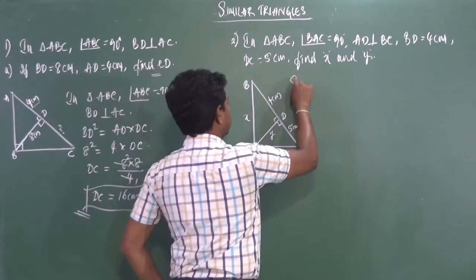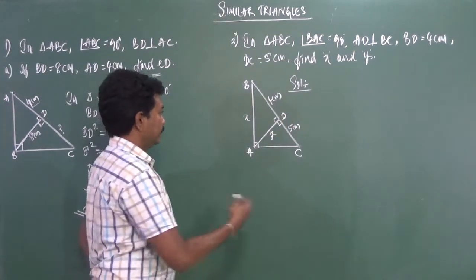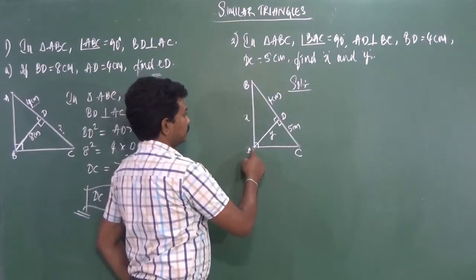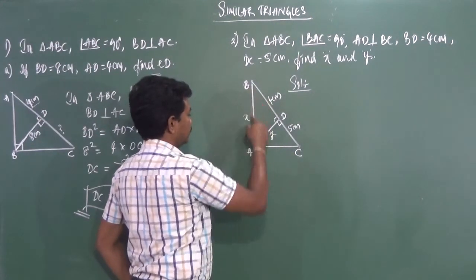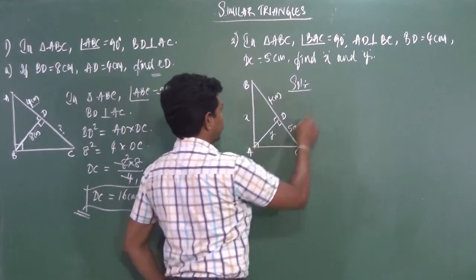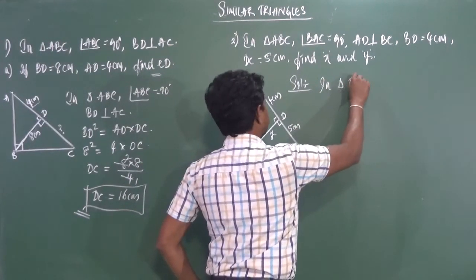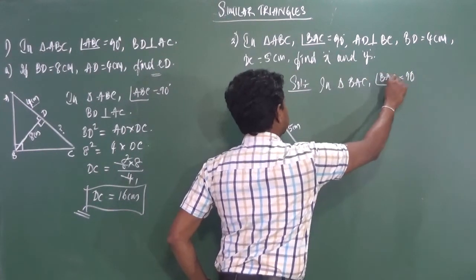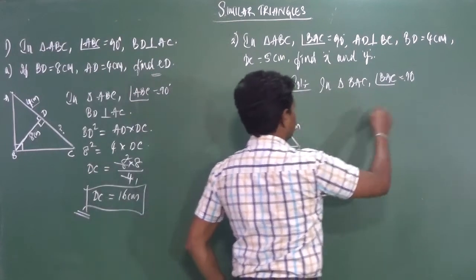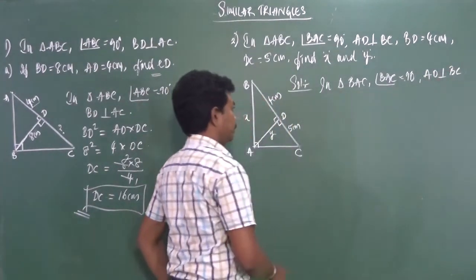Very simple. Let's first find out AB, and then we will move on to AD. Let us go with this one itself. First we write the data required. In triangle BAC, angle BAC is equal to 90 degrees and AD is perpendicular to BC.